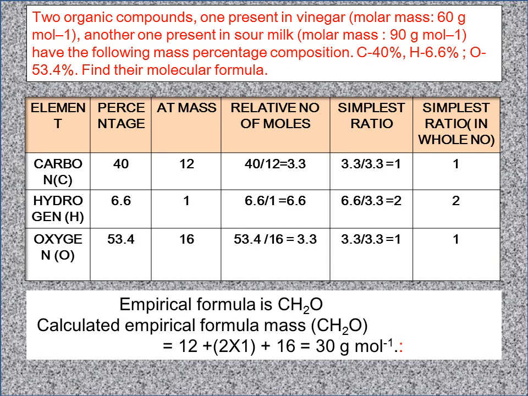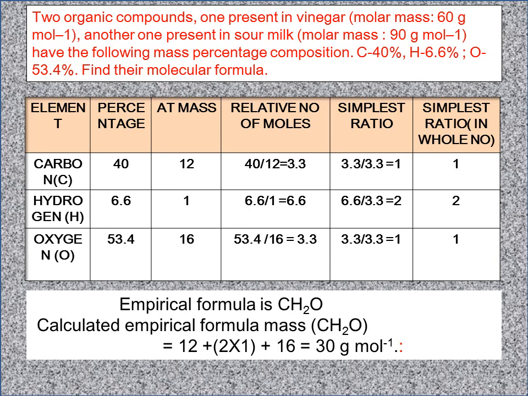And molecular mass of vinegar is given. The organic compound present in vinegar has molecular mass 60 grams per mole, and that present in sour milk has 90 grams per mole. They have the same mass percentage composition of 40% carbon, 6.6% hydrogen and 53.4% oxygen. Find the molecular formula. Using this percentage composition, we have already arrived at the empirical formula in the previous problem, that is CH2O.